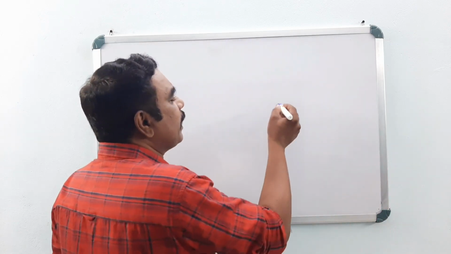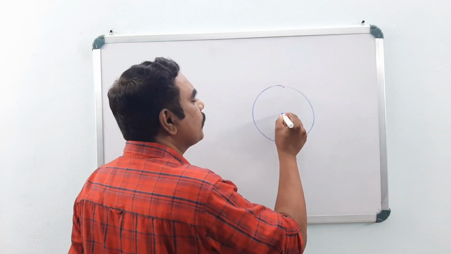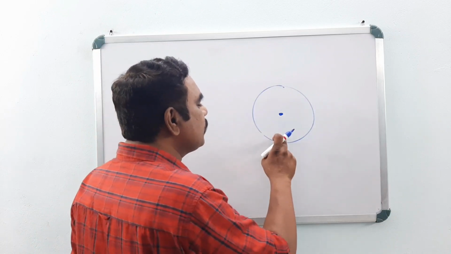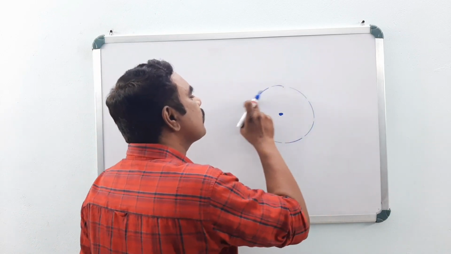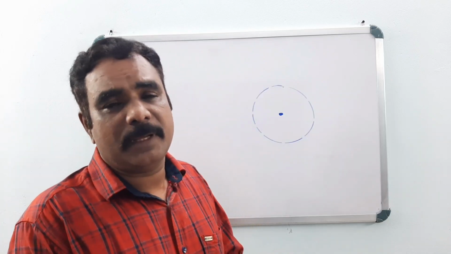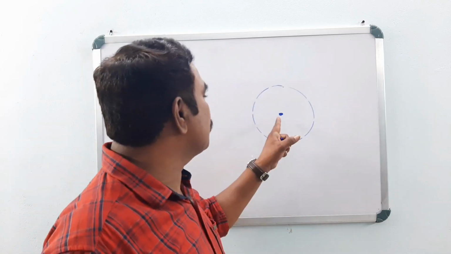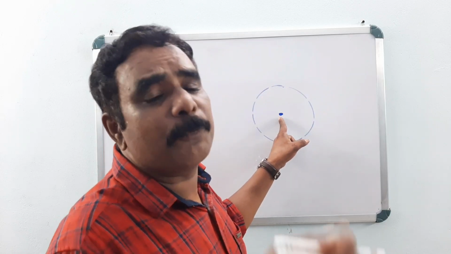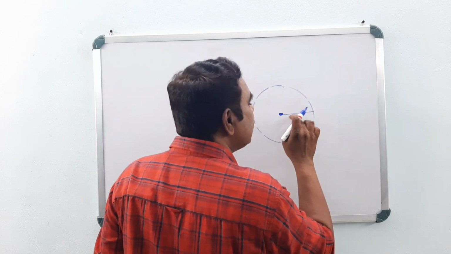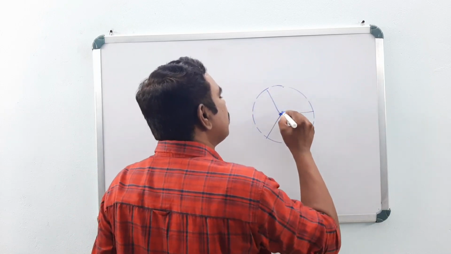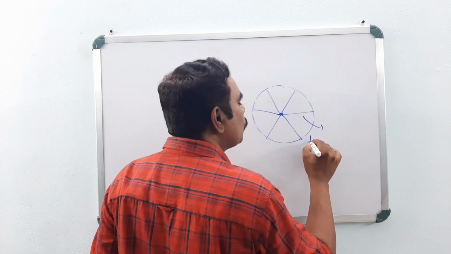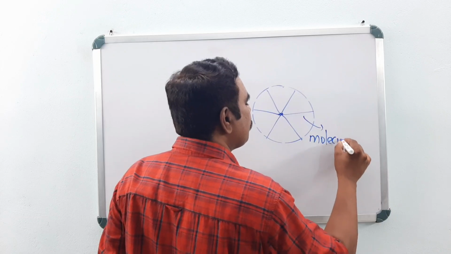If we have a molecule, this is the molecule, the central dot, and what is the surrounding sphere? This is called sphere of influence. That means up to this distance, this molecule has influence on other molecules. And this distance where the intermolecular attraction exists is called molecular range.